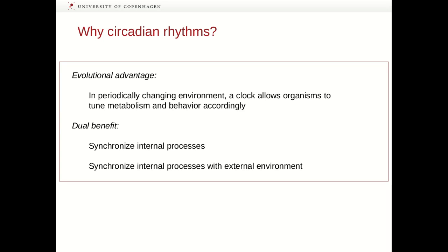For instance, human beings tend to eat at different times during the day, so it's very advantageous that our body produces digestive enzymes just before these meal times and not during nighttime. It turns out that the apparatus that produces circadian rhythms in an organism also provides the organism with a dual benefit. First of all, it allows the organism to synchronize internal processes. For instance, in human beings, we can synchronize what is going on in our organs using our master clock. Also, we can synchronize all of these internal processes with the external environment.